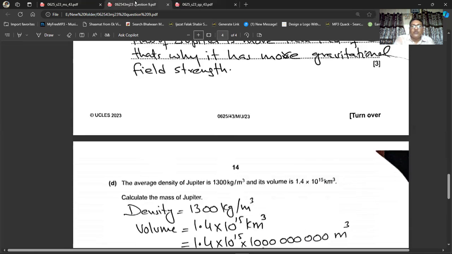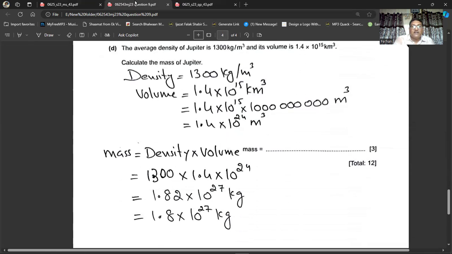Let me show you. Okay, so here we have the density, 1300 kg per meter cube. The volume is 1.4 expo 15 kilometer cube. To convert the kilometer cube into meter cube, I will use 1.4 expo 15 multiplied by 10 raised to power 9, and that will be converted into meter cube. So it is 1.4 expo 24 meter cube. Now the units of the volume here and here are consistent with each other. Now I can calculate the mass.